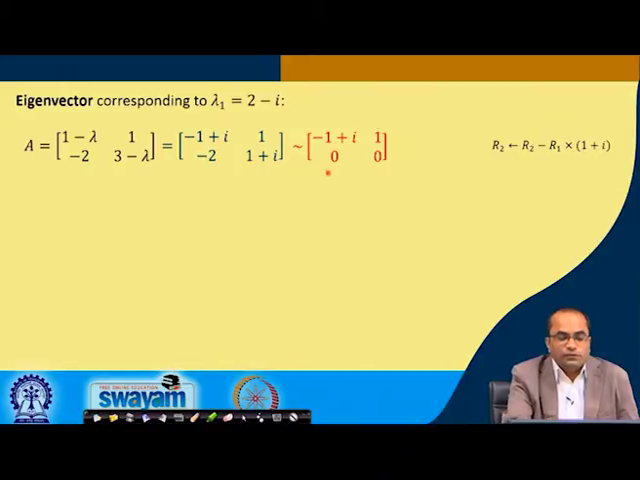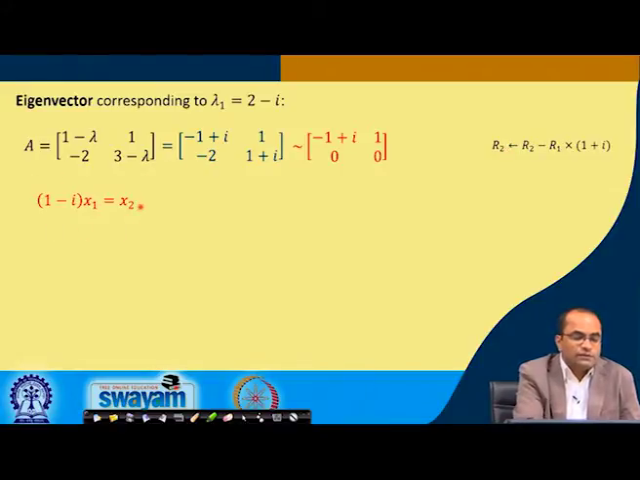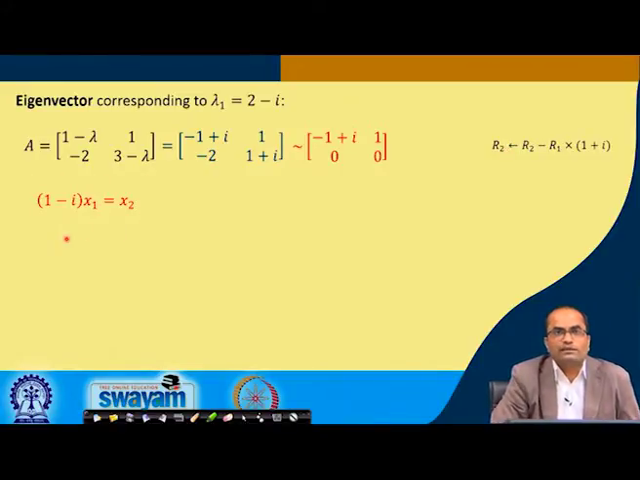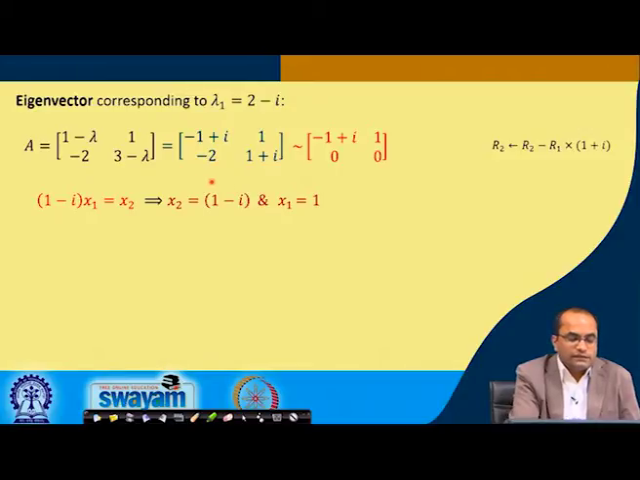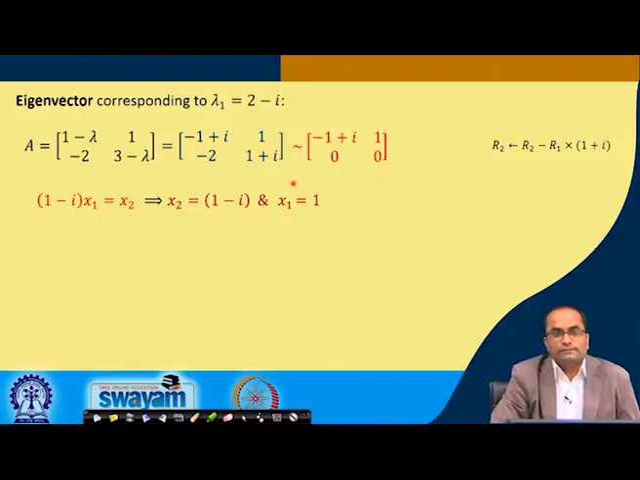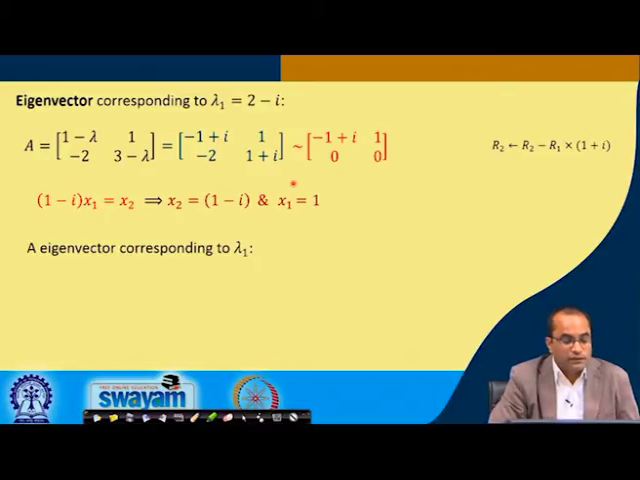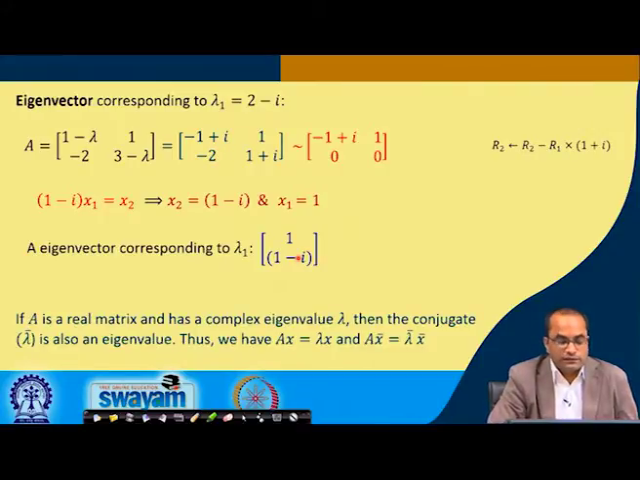So we have this row reduced form by this transformation, and again we have the equation 1 minus i times x1 is equal to x2, from where we can just set x2 equal to 1 minus i, and we get x1 as 1. So an eigenvector corresponding to this lambda is now (1, 1 minus i). So we have 1 and 1 minus i as the eigenvector.